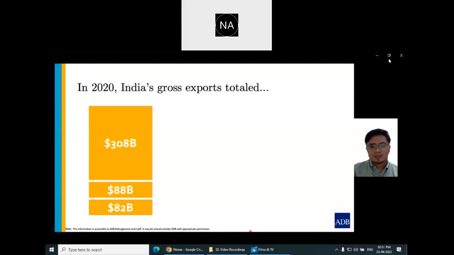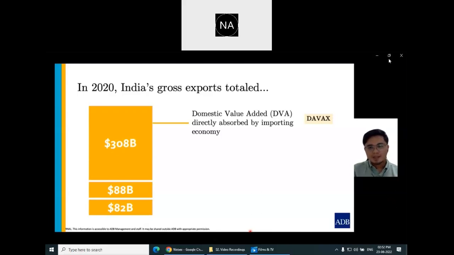Of India's total gross exports, 308 billion US dollars is India's domestic value added that is directly absorbed by an importing economy. Now, this is equivalent to the box in Borin and Mancini exports decomposition.